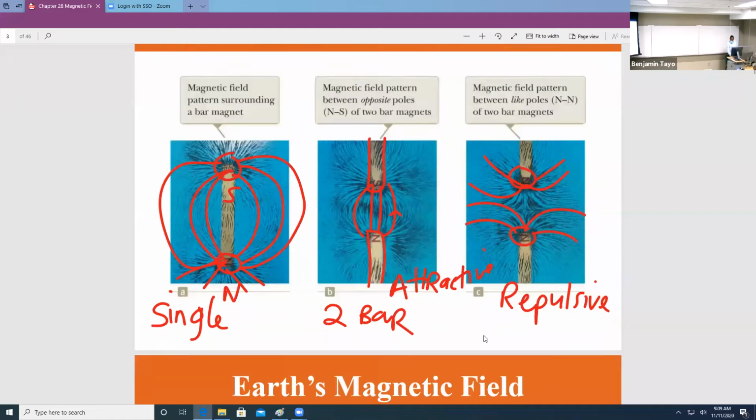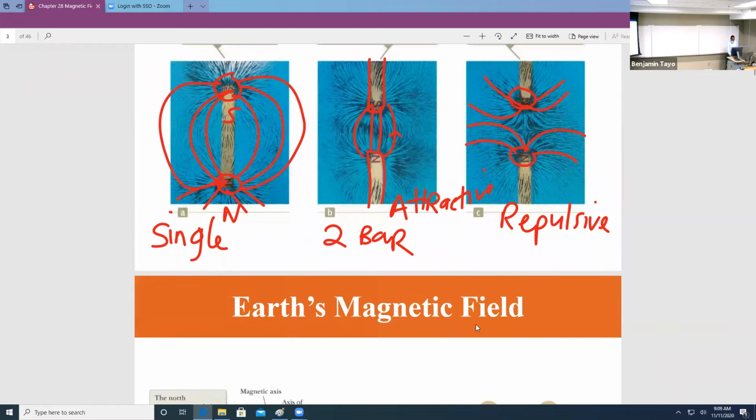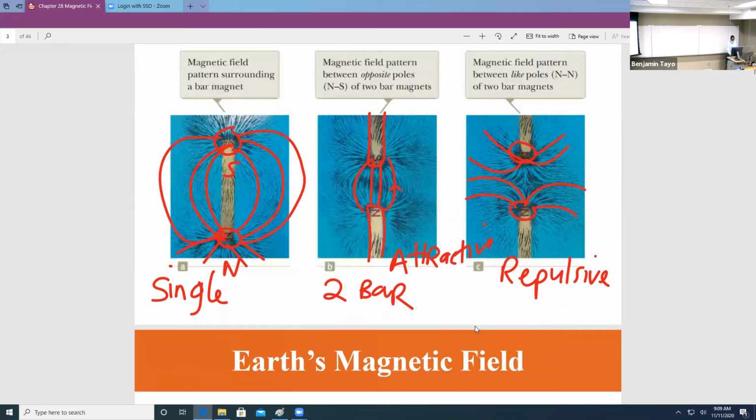Now, the way to explain this is that the north is almost the same as the positive charge, and the south is almost the same as the negative charge. So when you have a north and a south, you're going to experience an attraction. If you have a north and a north, you get a repulsive force.